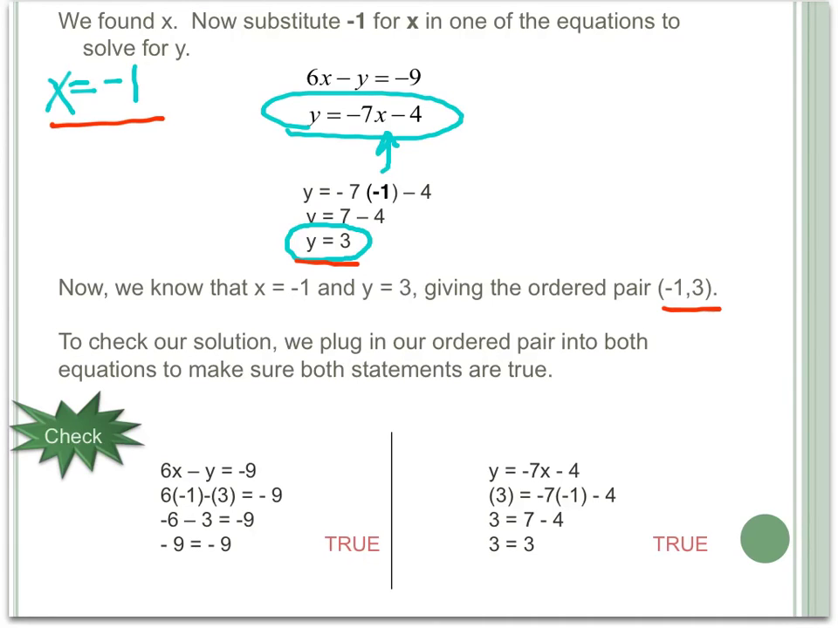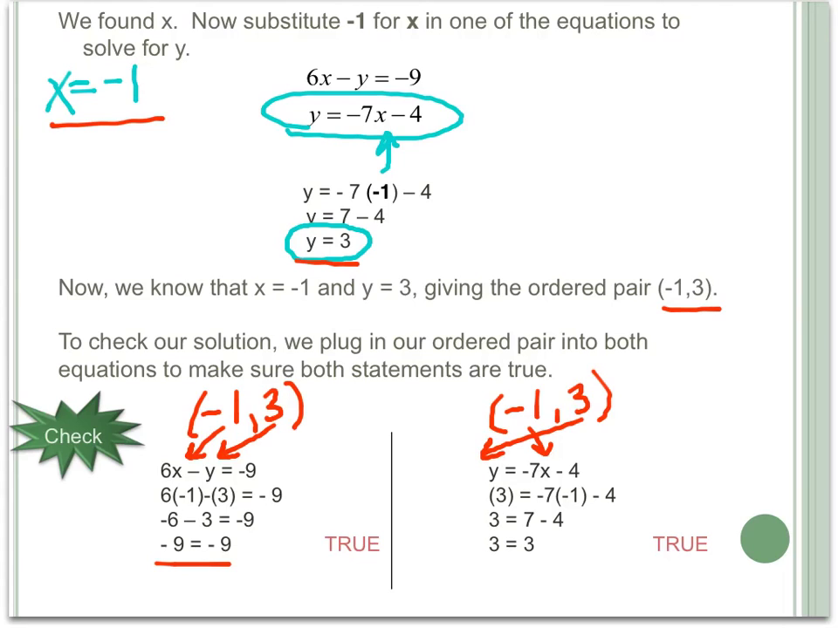To check our solution, we can plug the ordered pair into both equations to make sure the statements are true. So if we plug (-1, 3) into the first equation, we plug in the -1 for the x and the 3 for the y. When simplifying, we find that -9 does in fact equal -9. Again, we have to do this for the second equation, so we plug in -1 for the x and 3 for the y. And we simplify to find that 3 does equal 3, therefore this ordered pair is a solution to this system of equations.